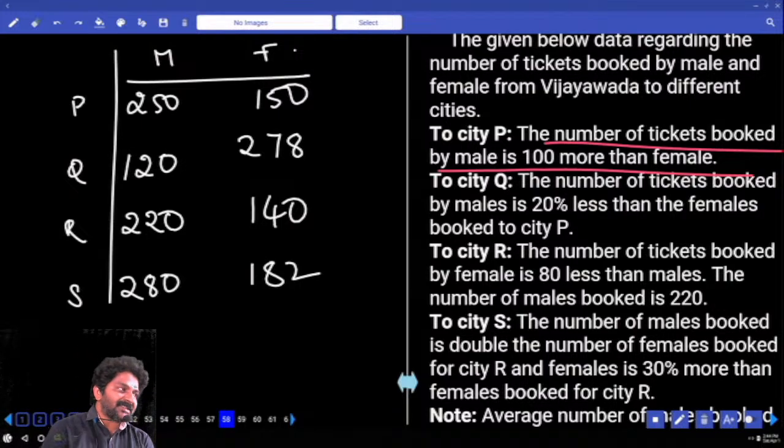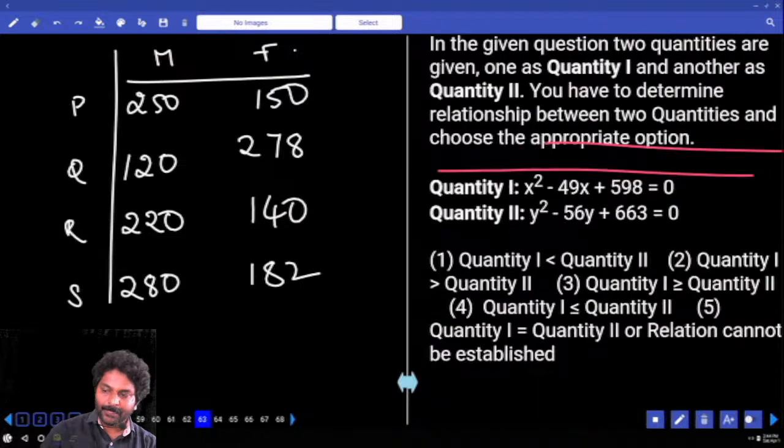So once you have this table, I hope you can answer all the questions. You want me to explain questions? Anybody, any particular question? Sure? Right.